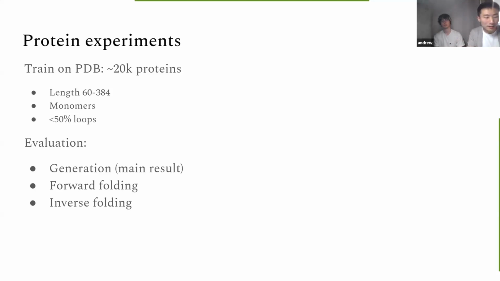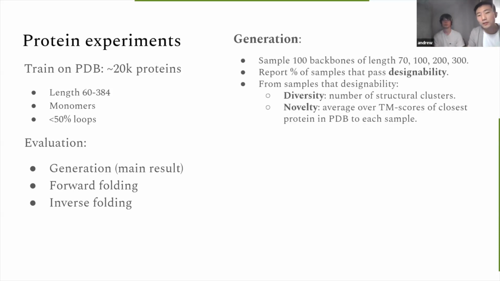So the main task we wanted to tackle was generation, but because of the extra capabilities of our model, we wanted to also explore forward and inverse folding. But these were secondary results that we plan to follow up in future work, and were just something to explore very rudimentarily in this paper. So for generation, we follow the RFdiffusion benchmark where they sample 100 backbones of these 4 lengths, and we report the designability as well as the standard diversity and novelty metrics.